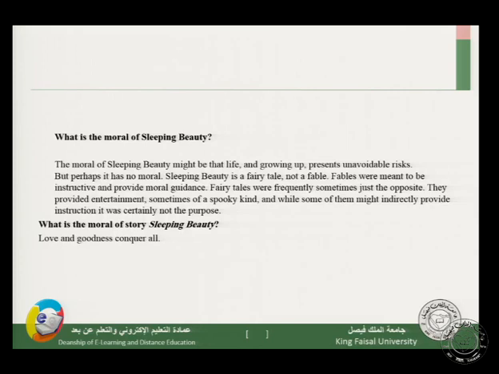Sleeping Beauty is a fairy tale, not a fable. Why? Because fables were meant to be instructive and provide moral guidance, and Sleeping Beauty doesn't do this. What is the moral of Sleeping Beauty? Love and goodness conquer all. This is also another theme, another moral lesson that we learn. The first one is life and growing up presents unavoidable risk. Another moral theme that we may learn, love and goodness, okay, conquer all. Defeat all.